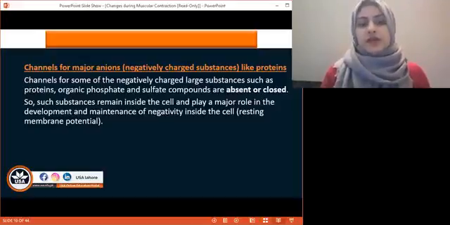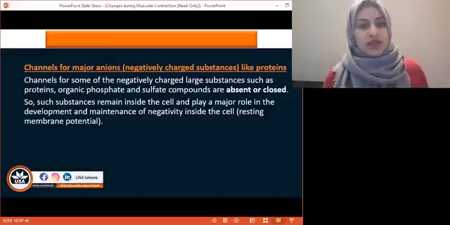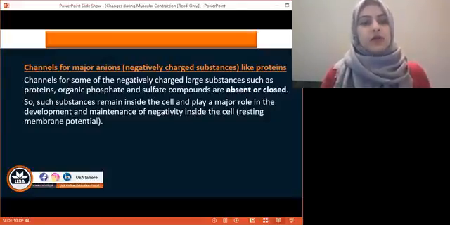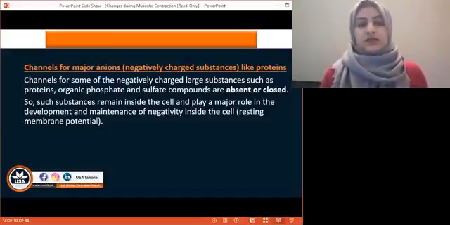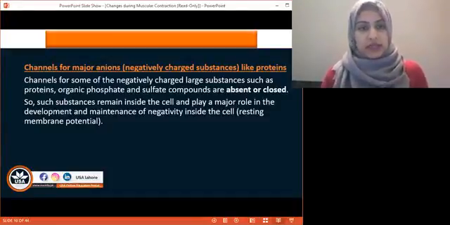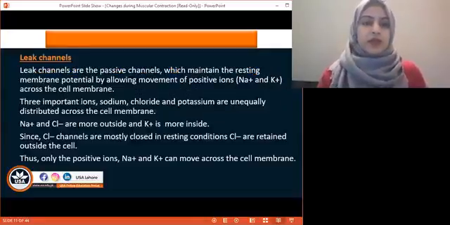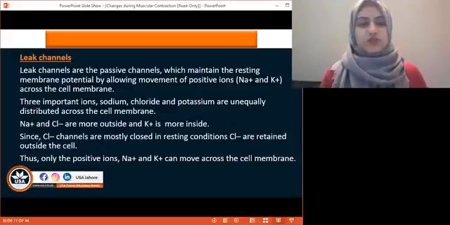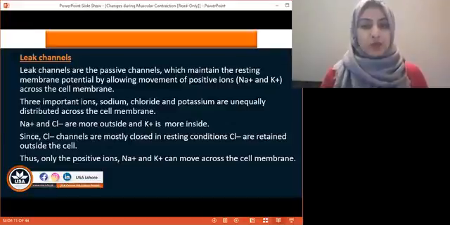So such substances have to remain inside the cell. Obviously, when they do not have any gate to pass through the cell membrane, they won't go anywhere. They have to stay inside. They cannot go from another gate, which is not supposed to be for them. So they play a major role in development and maintenance of negativity inside the cell. Obviously, when the negative substances remain inside the cell, they will maintain the negativity inside. That's a simple phenomenon. Then at second point, we have leak channels. Leak channels are the passive channels which maintain the resting membrane potential by allowing movement of positive ions, which are sodium and potassium, across the cell membrane.